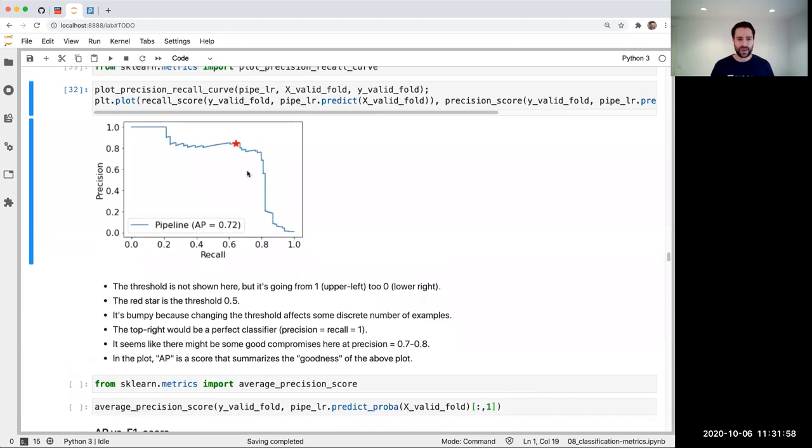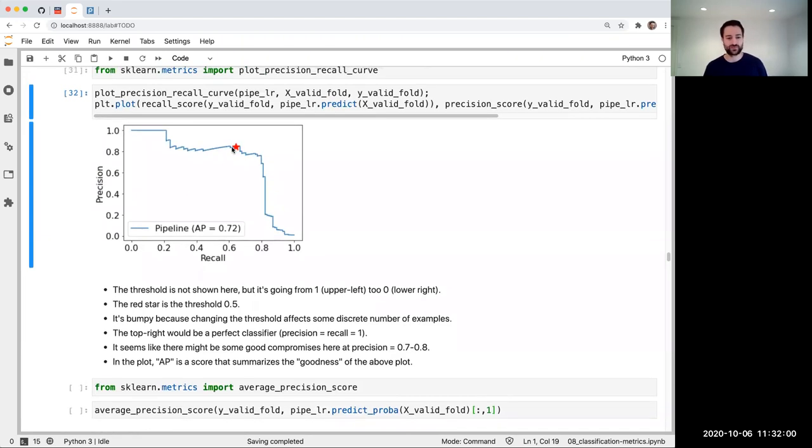This star that I drew is threshold equals 0.5. That's the default behavior, which is when you're just calling predict. And if you look, the star is at around recall equals 64 and precision equals 84, which is what we saw earlier. But you could set the threshold to anything you wanted.